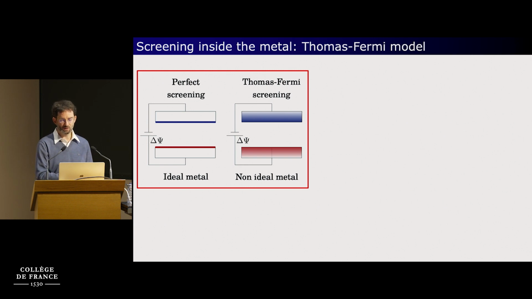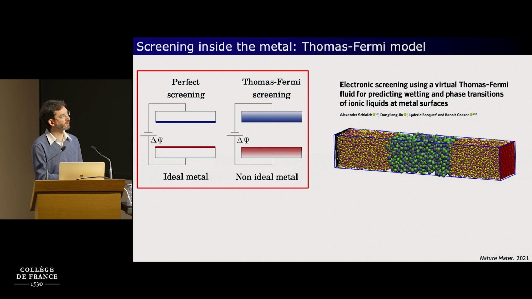And there have been several attempts to do that, and one particularly interesting one is from Lydéric and co-workers, where they used a fluid to represent the charge distribution inside the metal. So these two regions here represent the charge distribution inside the metal, and here is the confined fluid. What we tried to do is to find a way to incorporate this Thomas Fermi model in the model of fluctuating charges for the electrodes.